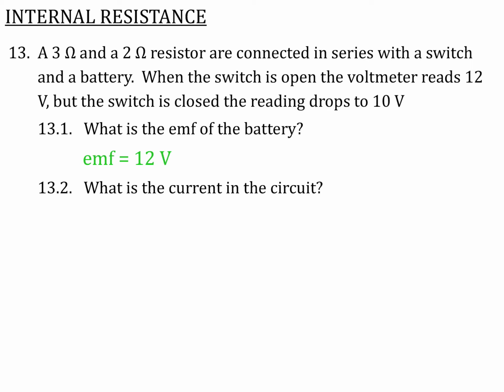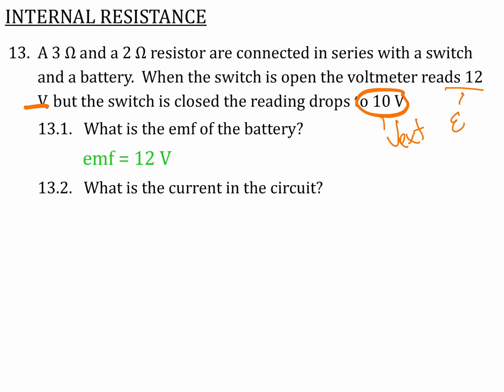Let's look at a circuit. A 3 ohm resistor and a 2 ohm resistor are connected in series with a switch and a battery. When the switch is open, the battery reads 12 volts. Okay, but when the switch is closed, it drops to 10. So that's my EMF. That is my V external. What is the EMF? 12 volts. Okay.